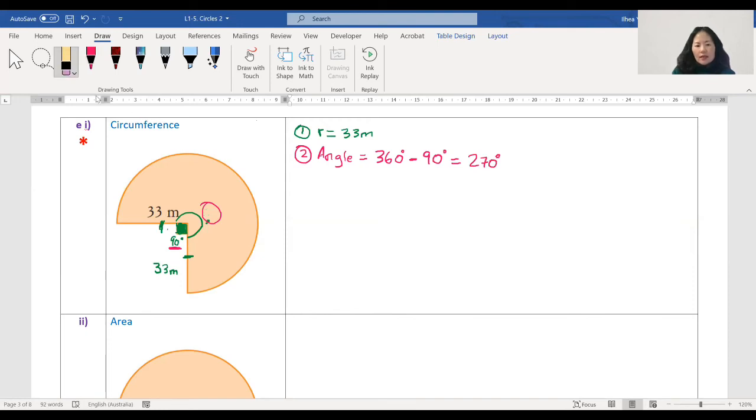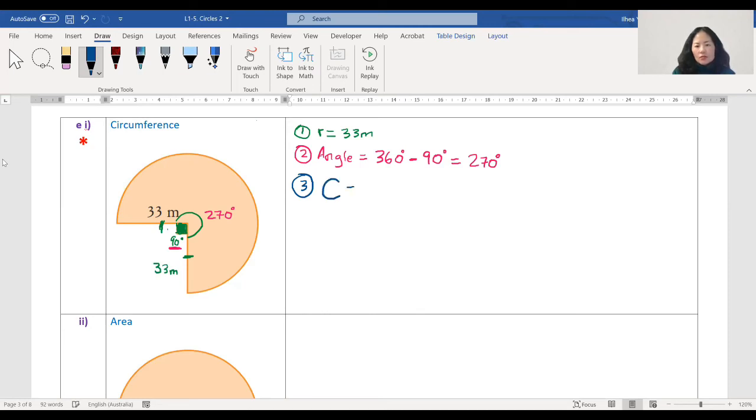So the angle here is 270 degrees. Okay, so that's done. Now we can go on to the normal business here. So we are looking for circumference.